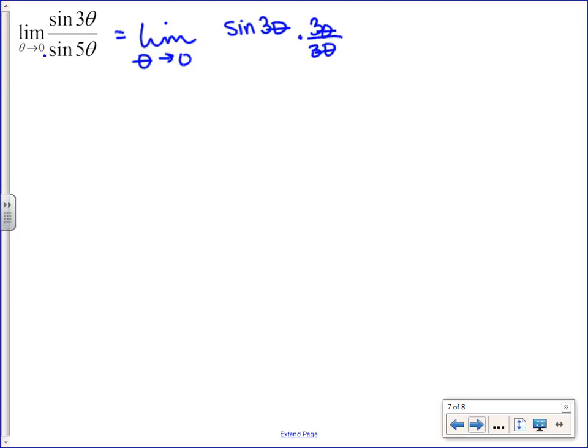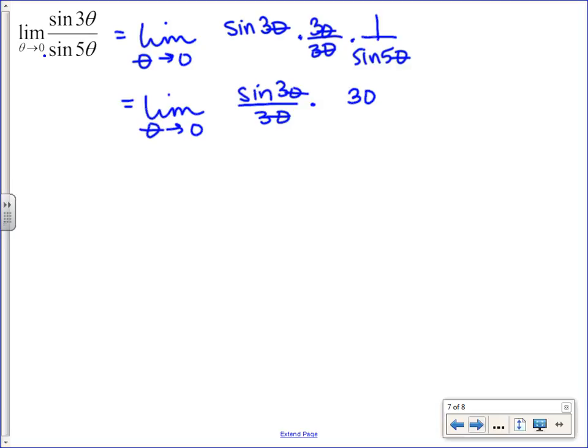I'm not changing the value, am I? Now, is everyone okay that I split apart my sines? Yeah. Okay, so now I'm just trying to be organized here. So now I have the sine of 3 theta over 3 theta times 3 theta over sine of 5 theta, right? So what is this limit? That limit is 1. Okay. Do we have to multiply that by 5 theta? It's pretty cool.